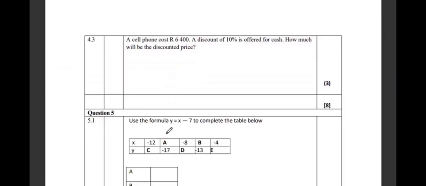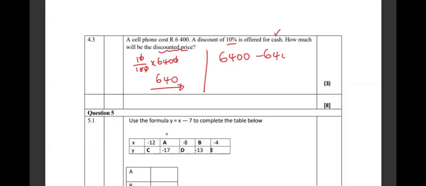Then 4.3, a cell phone is costing 6.4. There's a discount of 10%. If you pay cash, how much is the discounted price? So how much will someone pay if we put a discount? So there are two ways to do this. So you can say 10% is 10 over 100 times 6.4. This cancels that, which means the discount is 640. Then for the discounted price, you're going to subtract 640 from there. So 6.4 minus 640, someone is going to pay 5,760.